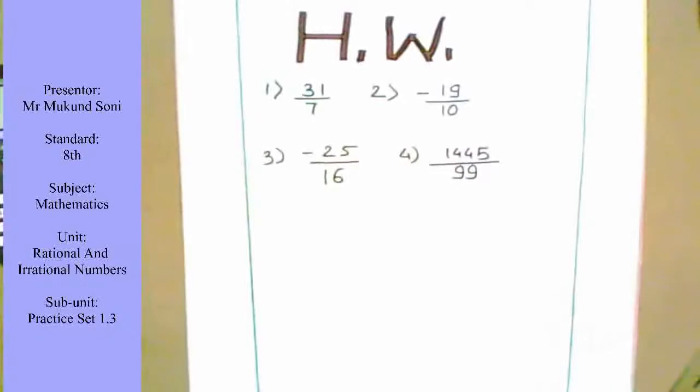So students, in short, keep in mind, when you perform division, you should stop your division either at remainder 0 or else at repeating remainders. Got it?